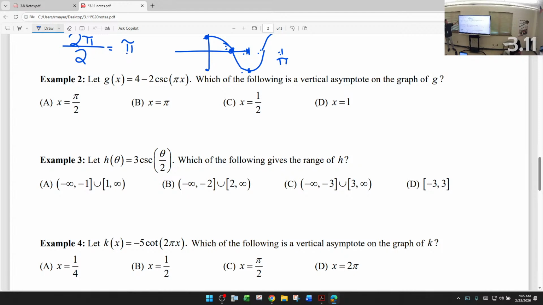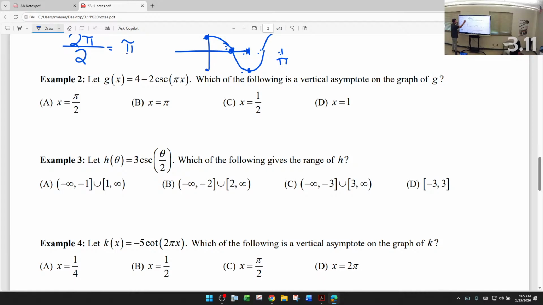I got a 4. I got a -2. I got a cosecant, sine, and I got a pi x. Which of the following is a vertical asymptote? You're kind of getting the idea of this, right?